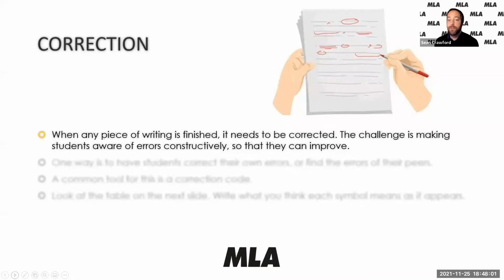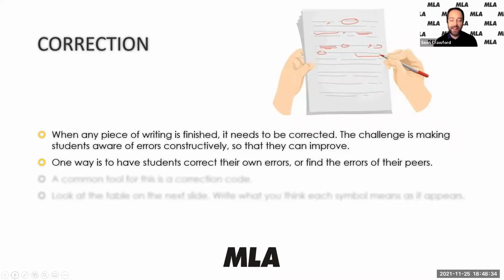To move on to correction, this is a very, very important part of writing, but it sometimes is effective and sometimes isn't. I've done this in two ways. I've often corrected the most glaring errors and just pointed out other ones, or I've completely corrected it or completely left it to them. Another way is to have students correct their own errors or the errors of their peers. How do you do this?